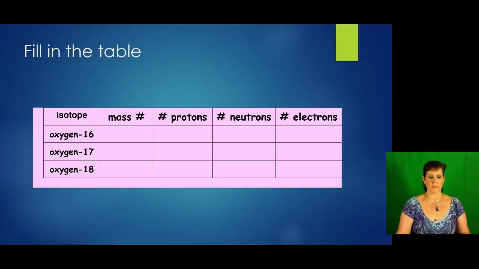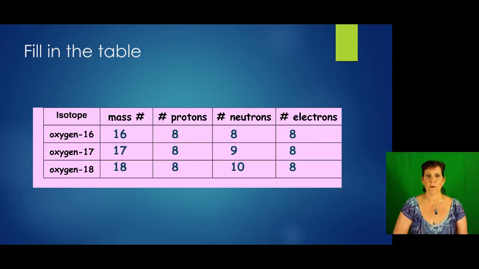Now what about neutrons? Oxygen 16 has 8 neutrons. What about oxygen 17? 9 neutrons. And oxygen 18? 10 neutrons. Very good. What about electrons? Do you remember electrons are equal to what? Protons in an atom that's neutral. So the pluses and the minuses have to be equal to cancel out. So the electrons are all 8 as well.